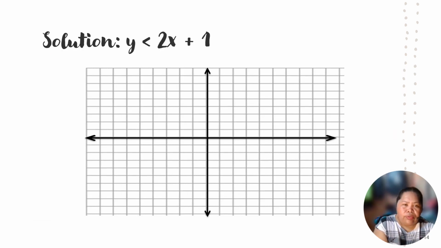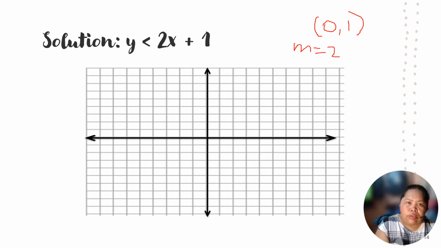Okay, so let us try to find a solution for y is less than 2x plus 1. So from our previous explanation, here the y-intercept is 1. So our solution would be 0 and 1, since the b is 1. And then our slope is 2. Okay, this one is the slope. So we are going to get a point from 0, 1.